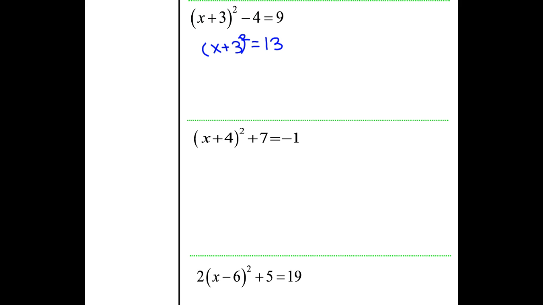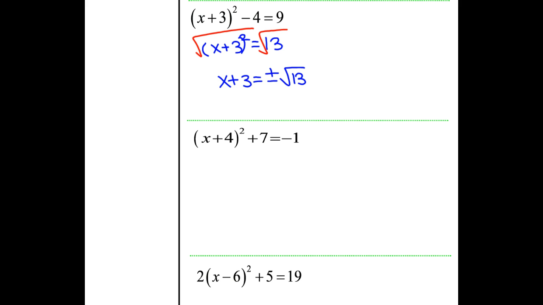Oh, forgot that there. Now what we have is the squared over the whole thing. So what we need to do is square root that entire piece, and we'll square root this entire piece as well. Now really what we're going to end up with is x plus 3 equals the positive or negative version of the square root of 13.